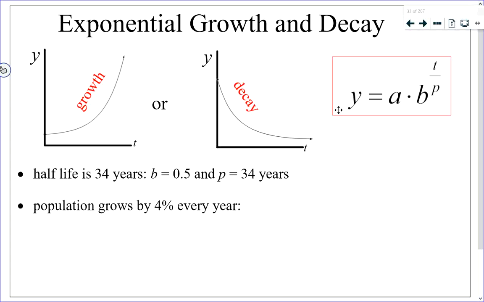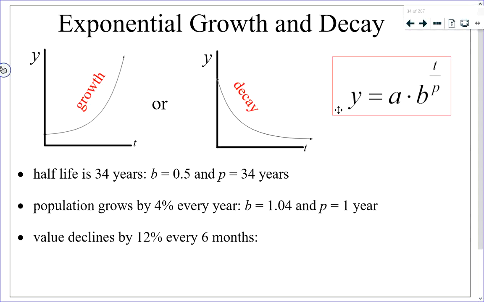Another example: if the population of something, maybe it's bacteria, maybe it's mice, maybe it's the population of London, it doesn't matter, grows by 4% every 1 year, growth by 4% means B is 1.04, because 4% is being added to 100% to get 104%, which is 1.04 in decimal form. And P is a year because it happens every year.